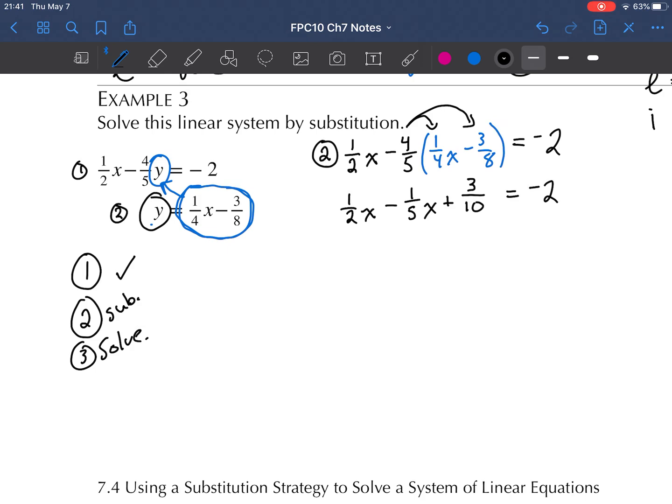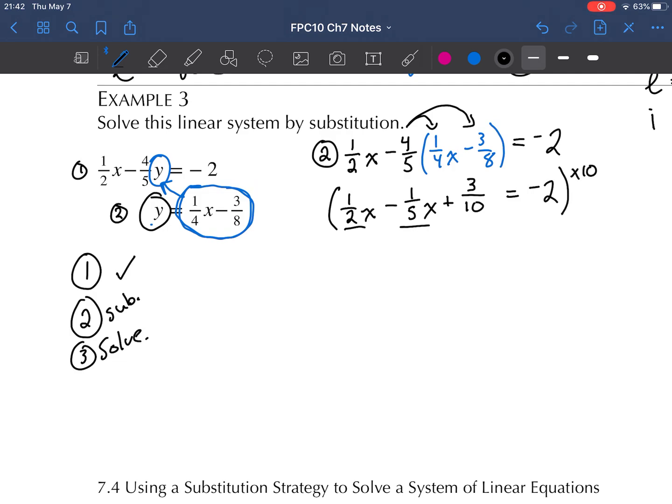Now if you want to see that, I'll just do it down here just so you see negative 4/5 times negative 3/8. And you can see how that is going to be a positive. And the 4, I cross that off and put a 1 there, and I cross that out and put a 2 there, and I get 3/10 because 1 times 3 is 3, 5 times 2 is 10. All right. Now, I can do one of two things. I can get a common denominator so I can add those. Or I can multiply everything by 10 and get rid of my fractions altogether here.